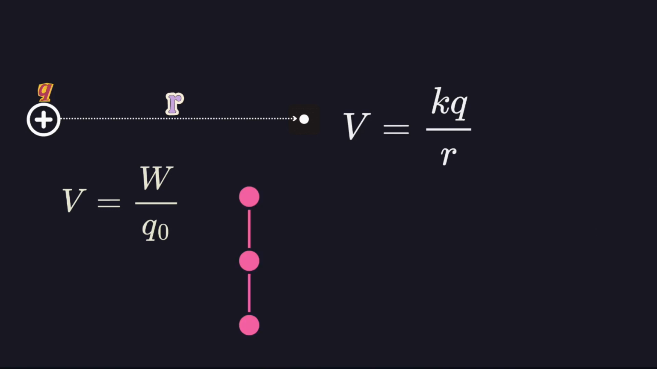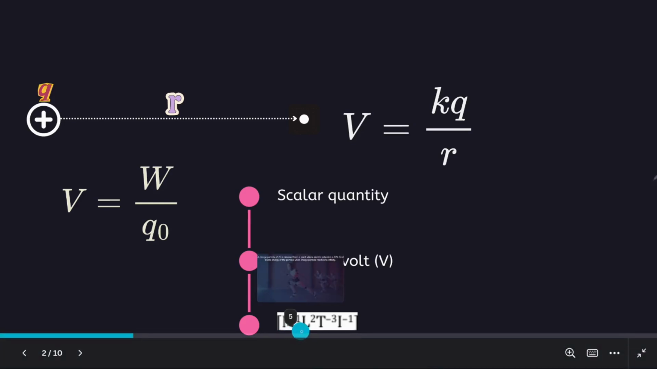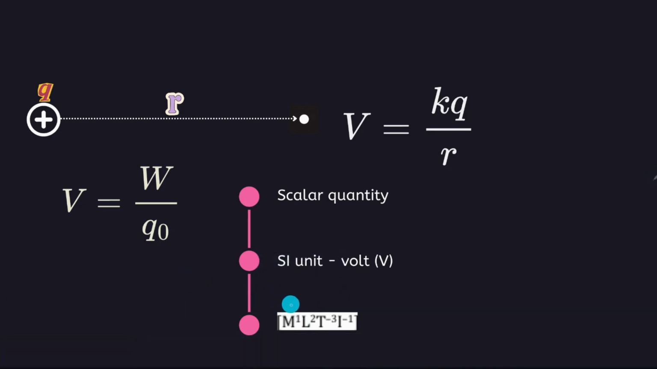So look at this electric potential, it is a scalar quantity. Its SI unit is measured in volt, or sometimes it is also given by joule per coulomb. Okay, next. And its dimensional formula is M power 1, L power 2, T power minus 3, I power minus 1. Okay, let us go to the next slide.